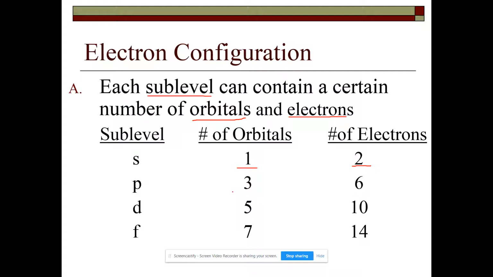In the P sublevel, there are 3 orbitals, and 3 times 2 makes 6 total electrons that can be on the P sublevel. D has 5 orbitals, and each one of those holds 2, so that's a total of 10 electrons. F has 7 orbitals, and therefore has 14 electrons. Again, 7 times 2 is 14.